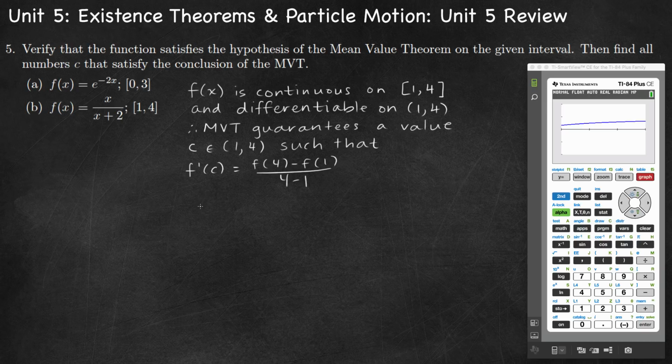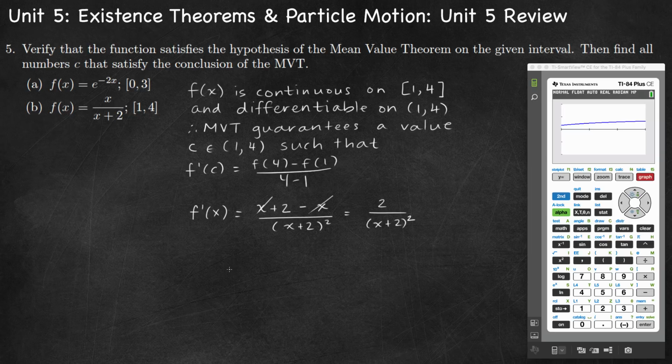Let's find our derivative equation. So f prime of x, I'm going to use the quotient rule to take the derivative of x over x plus 2. Derivative of top is 1 times the bottom minus the top times the derivative of the bottom, over bottom squared. And that would simplify to just 2 over the quantity x plus 2 squared.